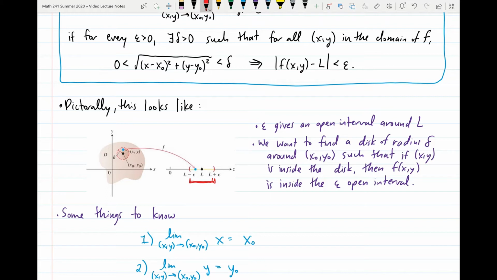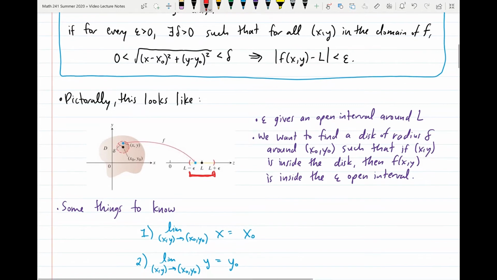If we take any point xy inside of that disk and send it through the function f, then that point is going to map inside of that epsilon interval on the line. So let me say that again. We want to find a delta such that if we make a disk of radius delta centered at the point x naught y naught, and we take any point xy inside of that disk, then when we map it through the function f, it's going to map inside of that open interval made by epsilon.